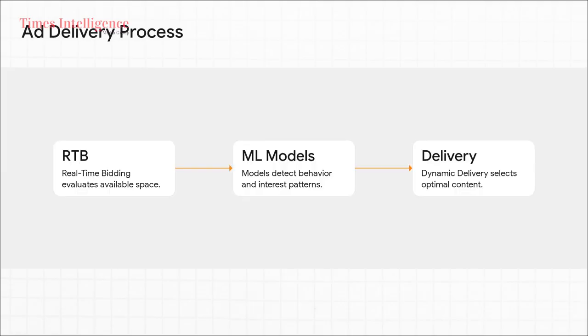And the wild thing is, all of this operates at terrifying speeds. Watch this connected sequence. Step 1, real-time bidding evaluates available ad space in milliseconds. Step 2, machine learning instantly detects behavior patterns in browsing frequency and product interest. And step 3, dynamic delivery jumps in to select the absolute optimal visual content. The system evaluates the space, understands the user, and serves the ad all in a fraction of a second. It's literally faster than you can blink.